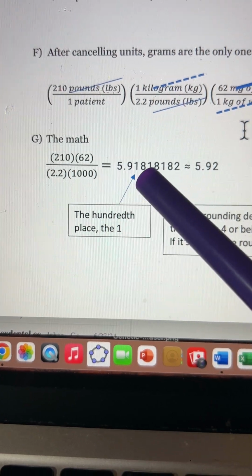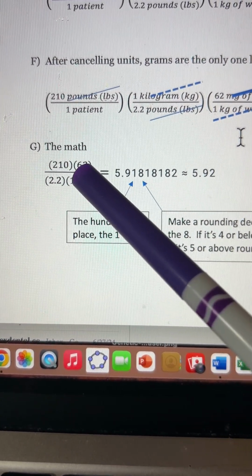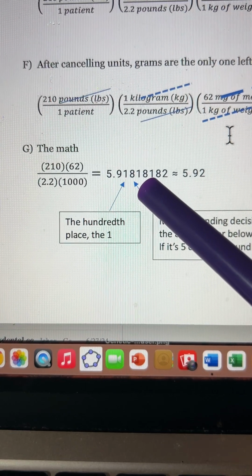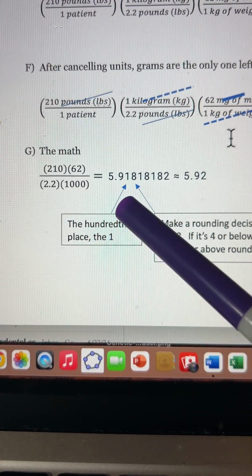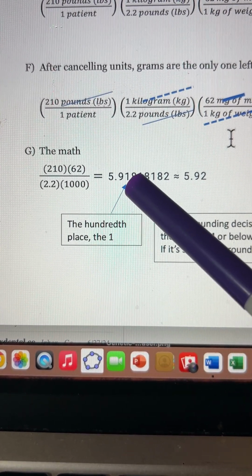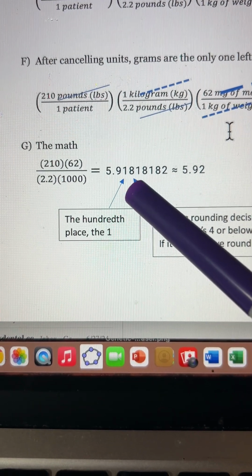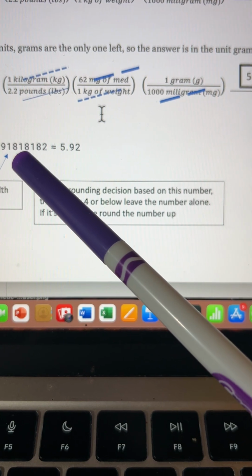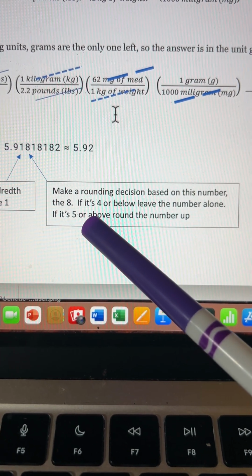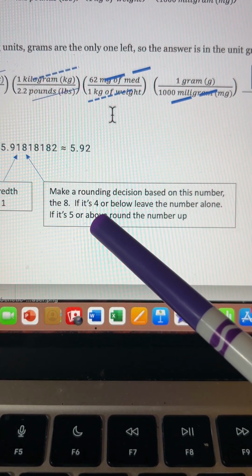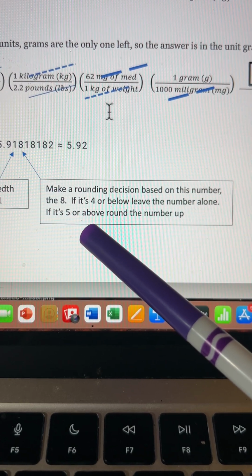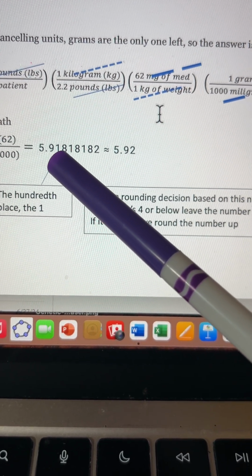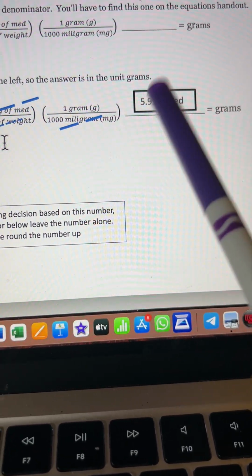So I did my multiplication and division. The problem says round it to the nearest hundredth. So the hundredth place is the 1 right there. And then we want to make a rounding decision based on this number, the 8, which is in the thousandths place. The rule is if it's a 4 or below, leave the number alone. If it's a 5 or above, round up. So it's an 8, so we round up, so it's 5.92. Bam, look at that.